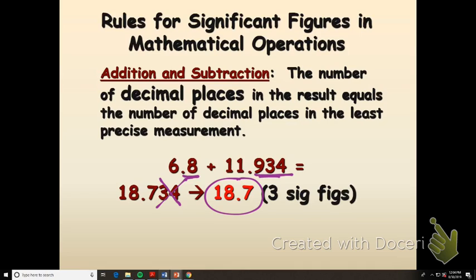Notice that this was like multiplication division. I wouldn't say 18.7 because 6.8 only has 2 sig figs. That's why it's not about significant figures anymore. It's about decimal places, just counting how many numbers are after the decimal place. So let's look at some practice for that one.